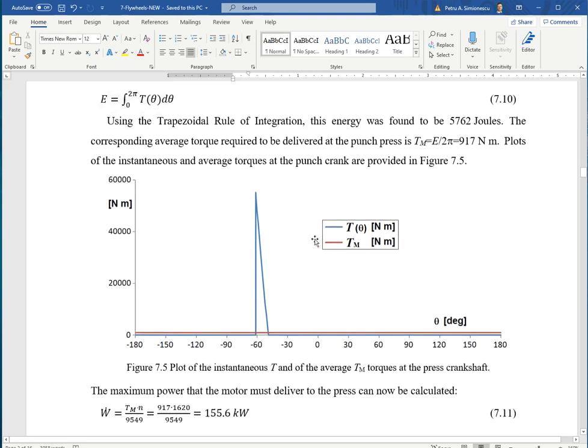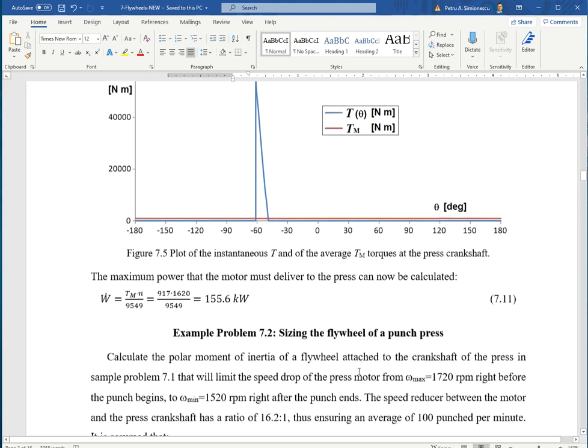Okay, so doing so, we get the average, the mean torque, and it's shown here as a constant line. And this would be the electric motor torque. We said that the electric motor is delivering a constant torque, which is an idealization, and it is such that, with the use of a flywheel, the energy that comes during one full turn, negative 180 to plus 180, is the energy to do one punch.